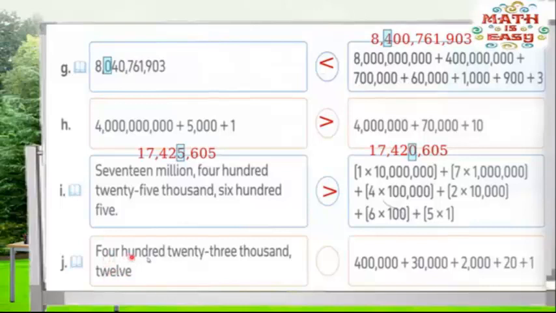Last one we have 423,000 12, like this, 423,012. And here 430,000 to 432,021. Which one is more? First or second? We have here 1, but here we have 2. So first number less than second.